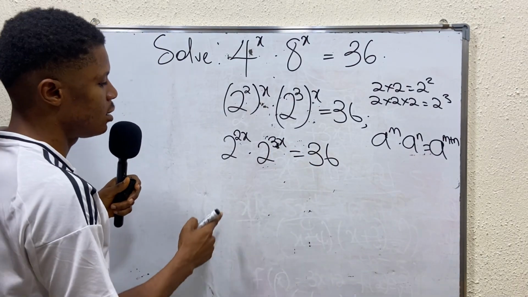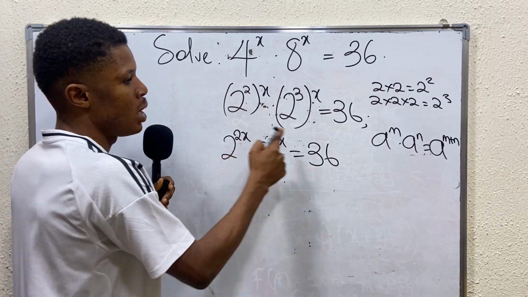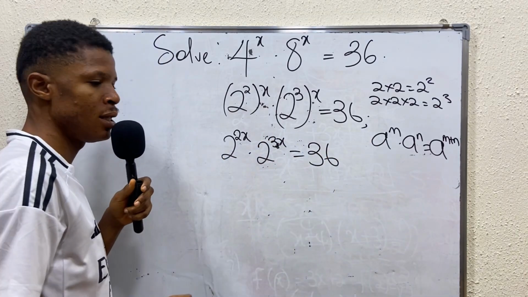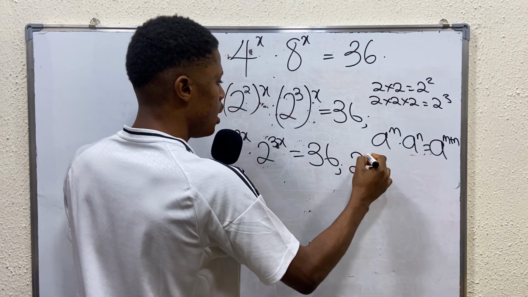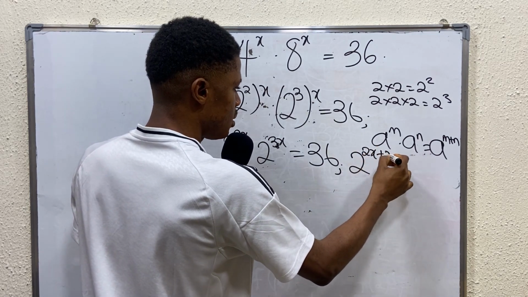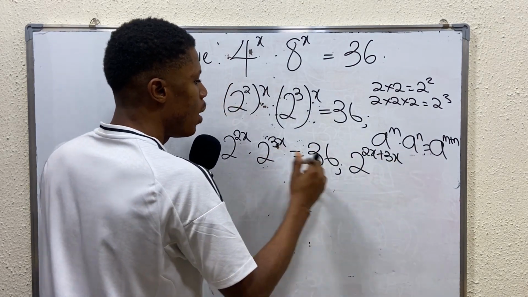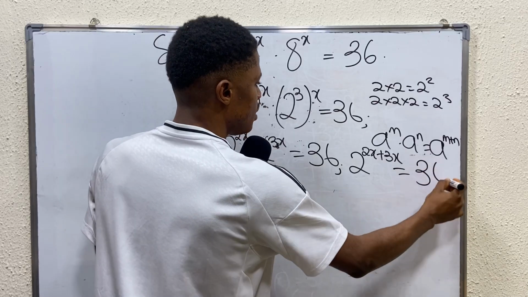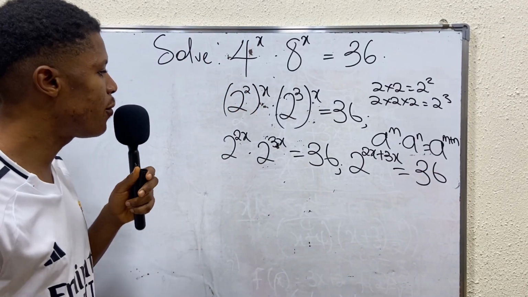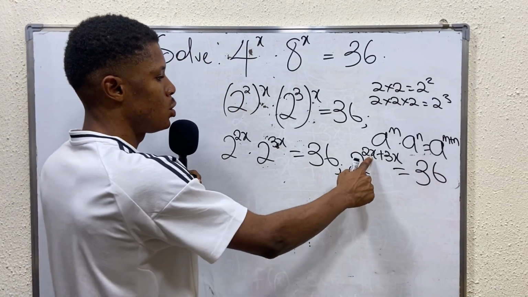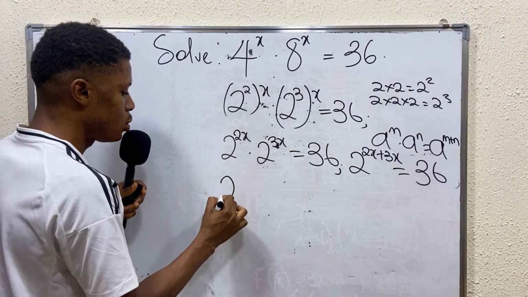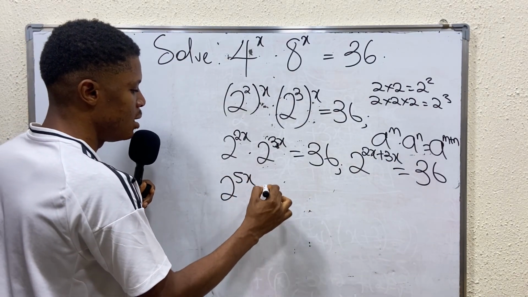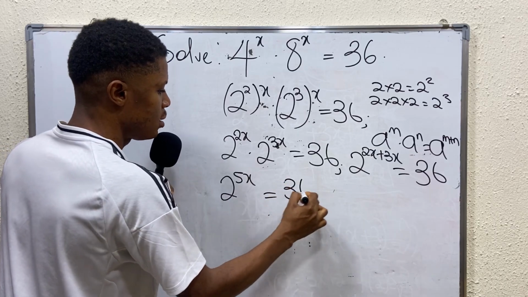Now you can see that we are multiplying in the same base. We have to add the powers as illustrated here. So we can have it as 2 to the power of 2x plus 3x. Thus this power is equal to 36. So this is very simple. 2x plus 3x is 5x. So we can say 2 to the power of 5x is equal to 36.